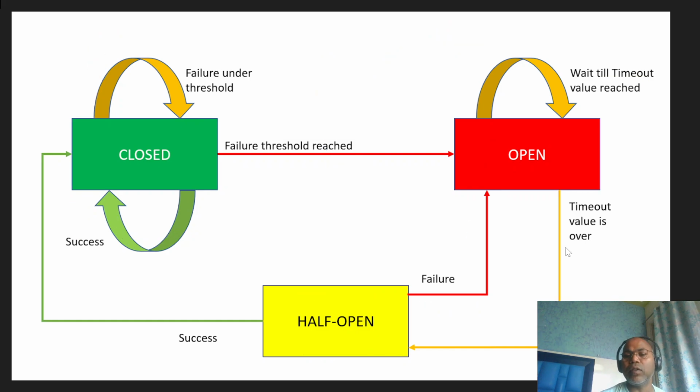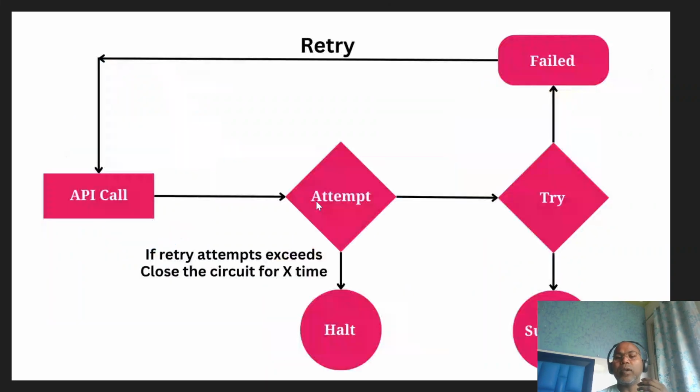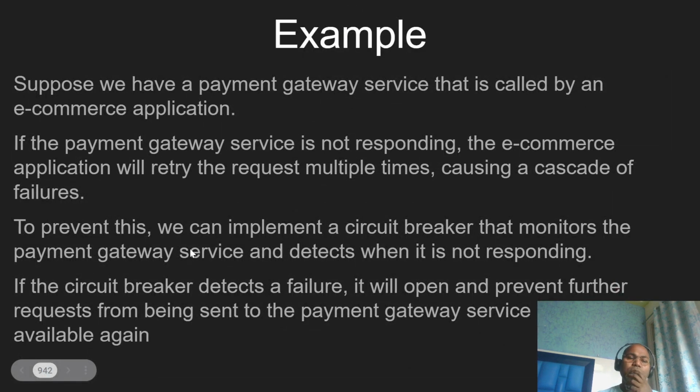So these are the basics of the way these circuit breaker design patterns are implemented. Similarly, for API calls, we have the concept of retry. You can implement retry similarly: the first API call attempt, and if it fails, then retry again. There is a concept of retry that you can also implement. Okay, so let's talk about one simple example.